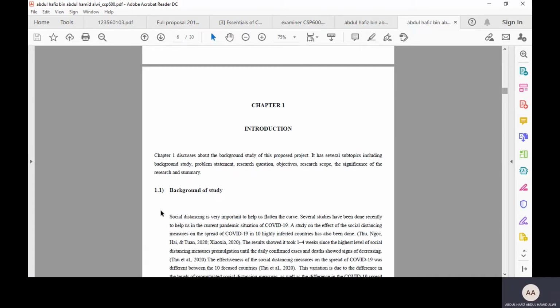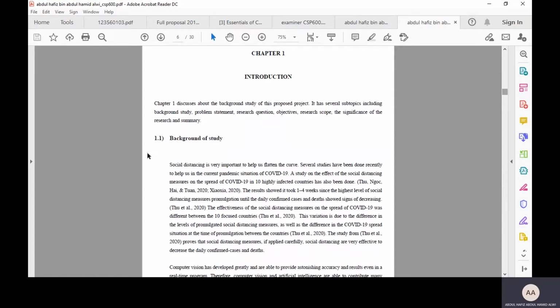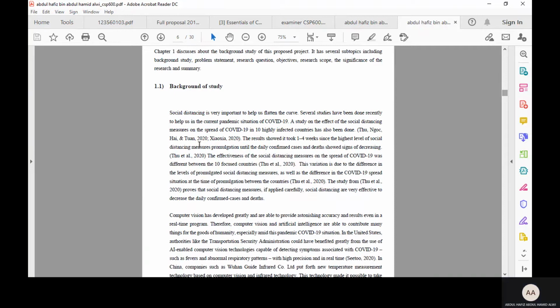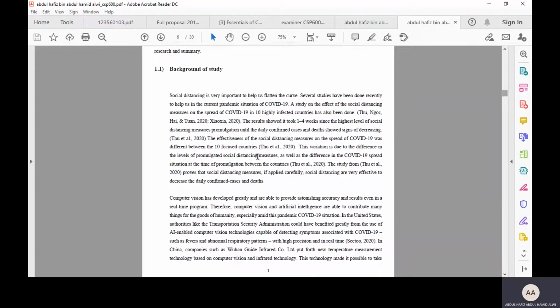For the introduction, we have several subtopics. As we can see, they are background study, problem statement, research question, objectives, research scope, significance of the research, and also summary. I will briefly summarize each of these subtopics. So 1.1 is the background of study. This is where we do readings and a little bit of literature review to explain the background of our study.